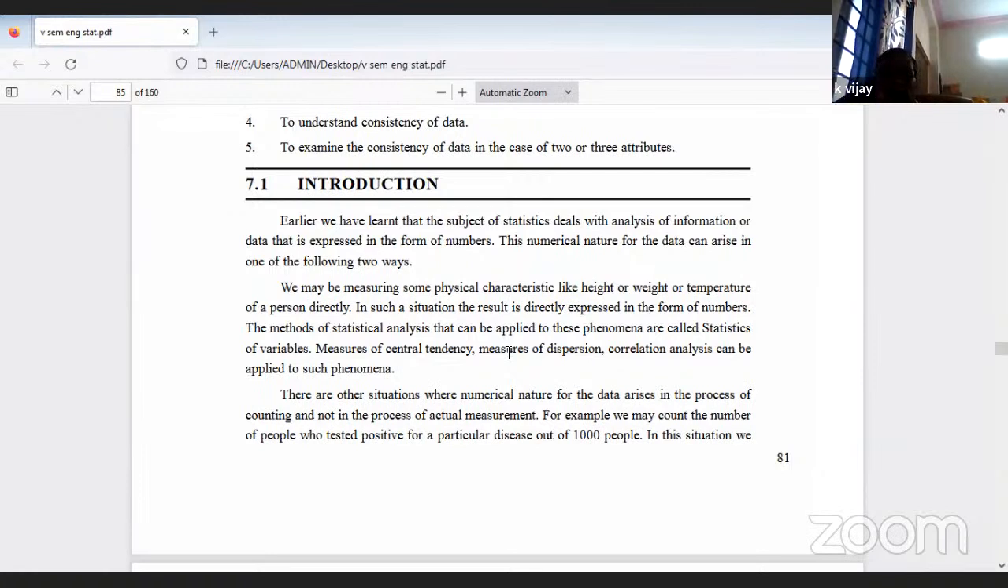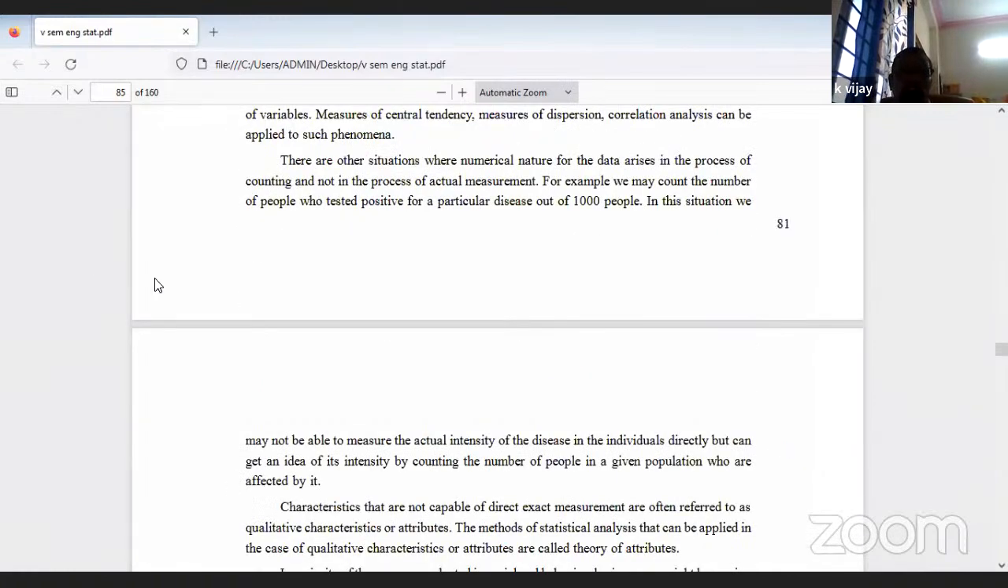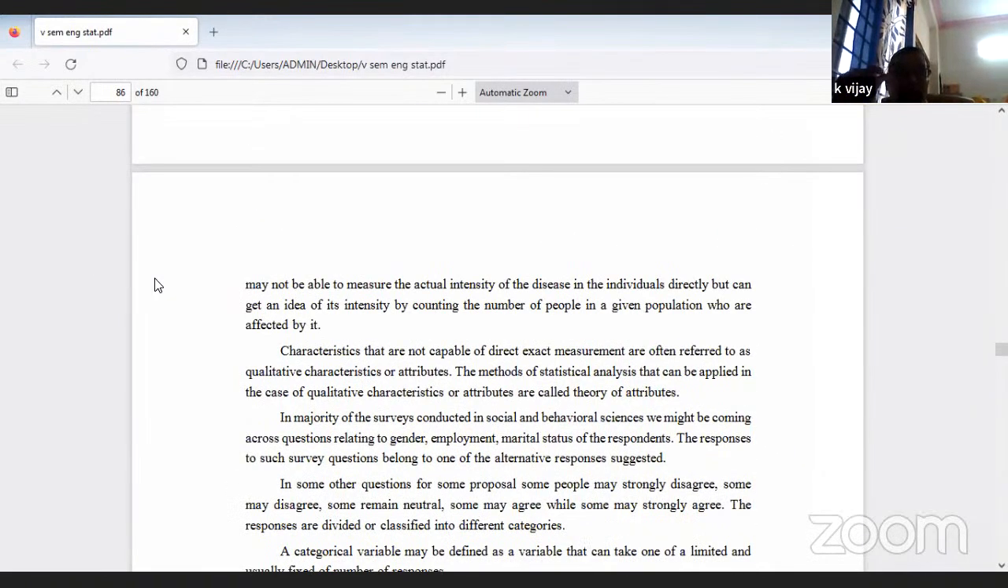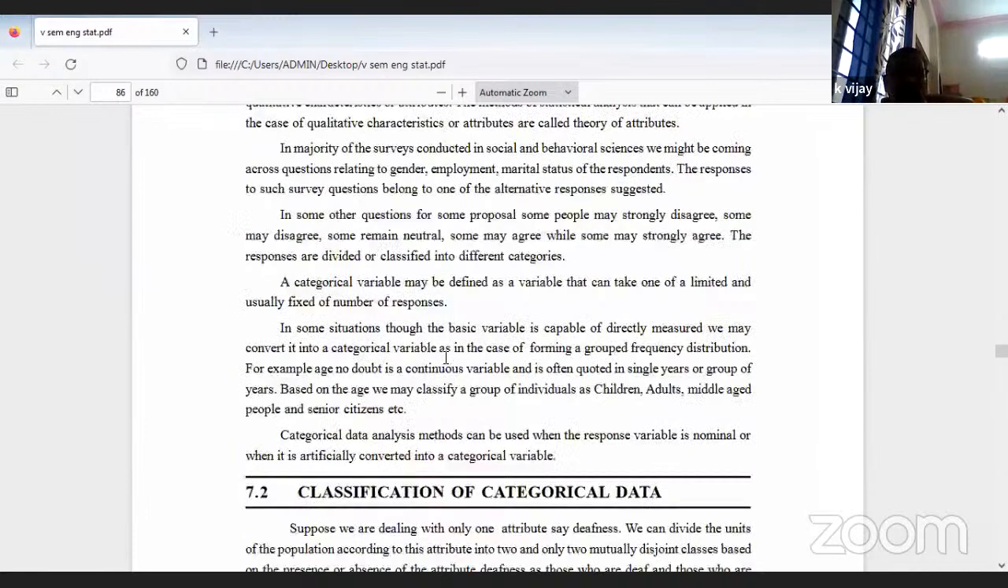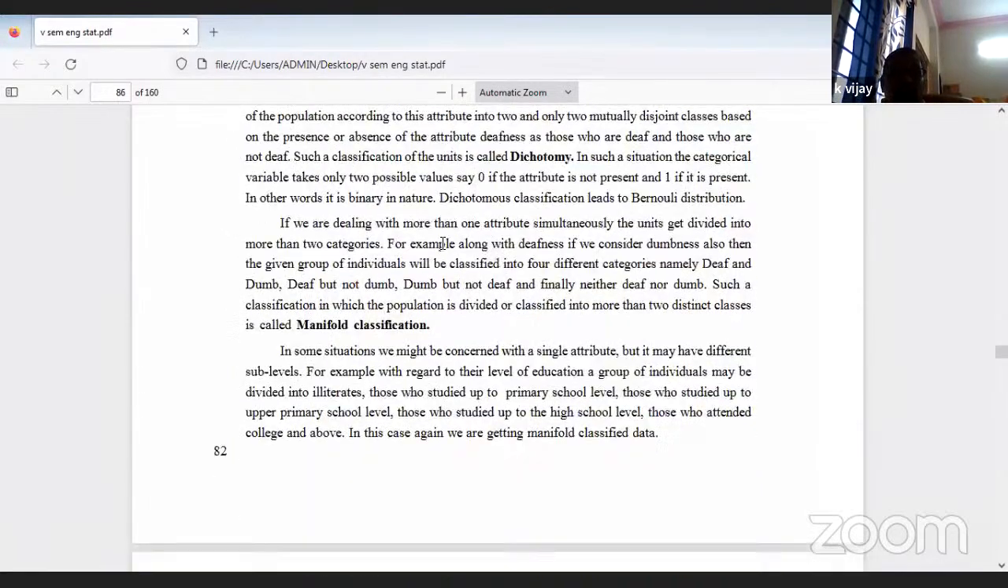There are other situations where the numerical nature of the data is in the process of counting and not the process of actual measurement. Suppose we count the number of people who tested positive for a particular disease among 1,000 people. In this situation, we may not be able to measure the actual intensity of the disease directly, but can get an idea of the intensity by counting the number of people given the population. That is, if some out of 1000 people are positive, we write it hypothetically, and we simplify the categorical data in this way.